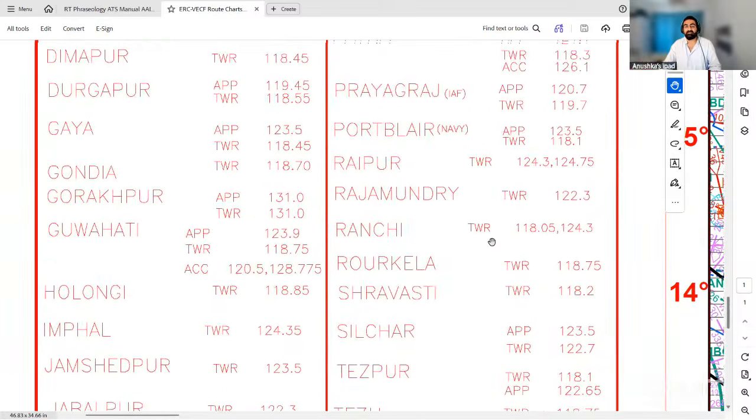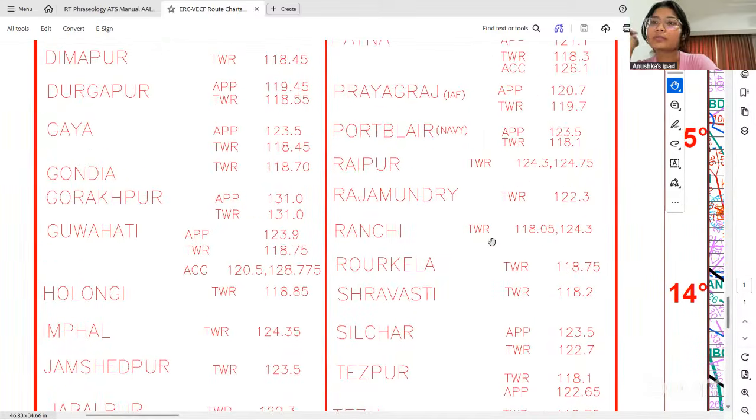Ranchi has just a tower over here. So that CTA approach, we saw the frequency is just... maybe 118 was tower and maybe 121 was approach for us. We can try maybe both on tower, maybe on the same frequency both ATCs are talking. We'll have to check that.